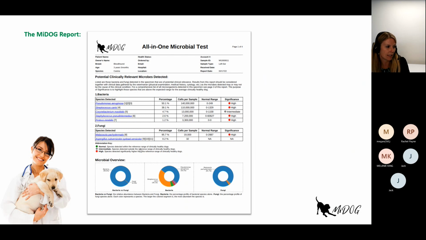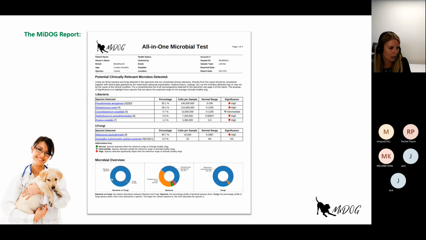If you had submitted this sample for PCR testing and assume you have selected Malassezia and Aspergillus, both of them would come back positive, but Malassezia is 19,000 cells versus Aspergillus is only 32 cells. So the clinical significance would not be shown if it's just PCR both positive. You do need to have the cell count per sample.